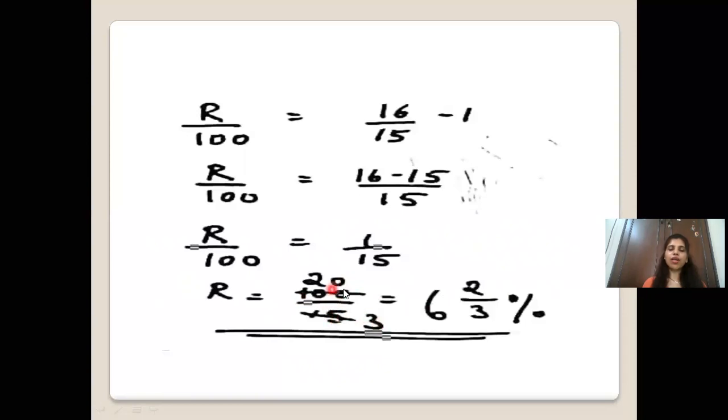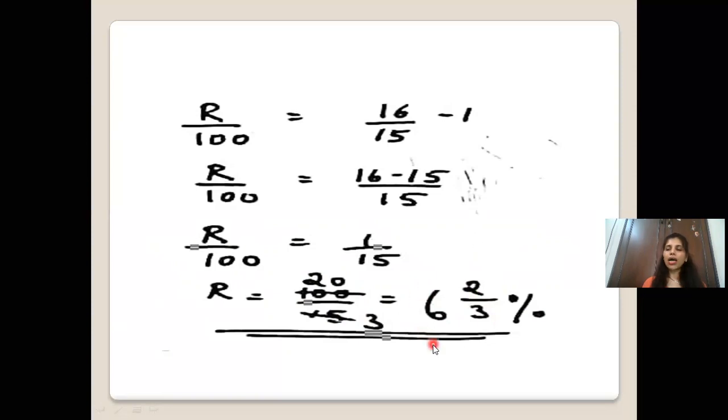5 3s are 15, 5 2s are 10, 0. 20 upon 3, you can convert it into a mixed fraction. So 3 6s are 18, which is the quotient, which you write big, and then the remainder you write in the numerator, and the divisor, which is 3, comes in the denominator, and that is percent. So R is 6 2 upon 3%.